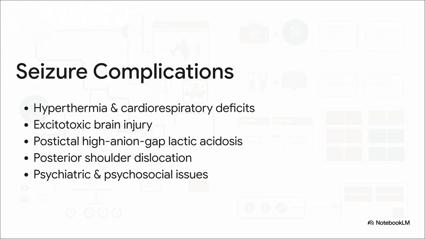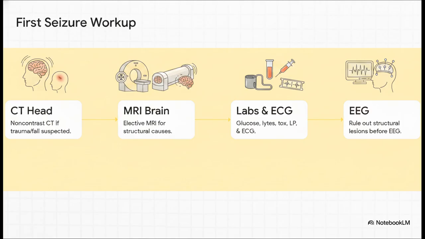And don't forget to keep in mind the long-term psychiatric comorbidities and psychosocial consequences for the patient. Okay, let's talk about the workup for our first unprovoked seizure. If the patient fell or if head trauma is even a possibility, your first step is a non-contrast CT of the head to rule out acute bleeding or a structural emergency.